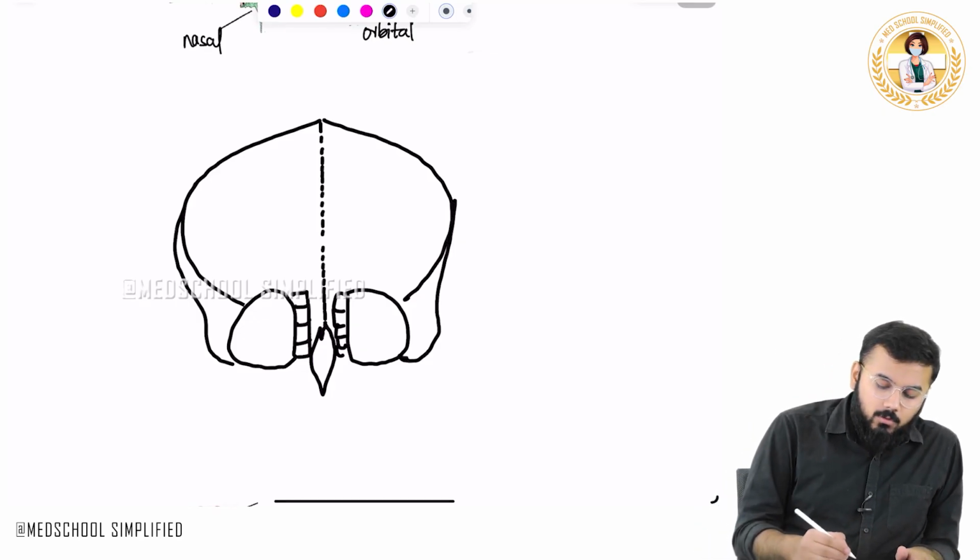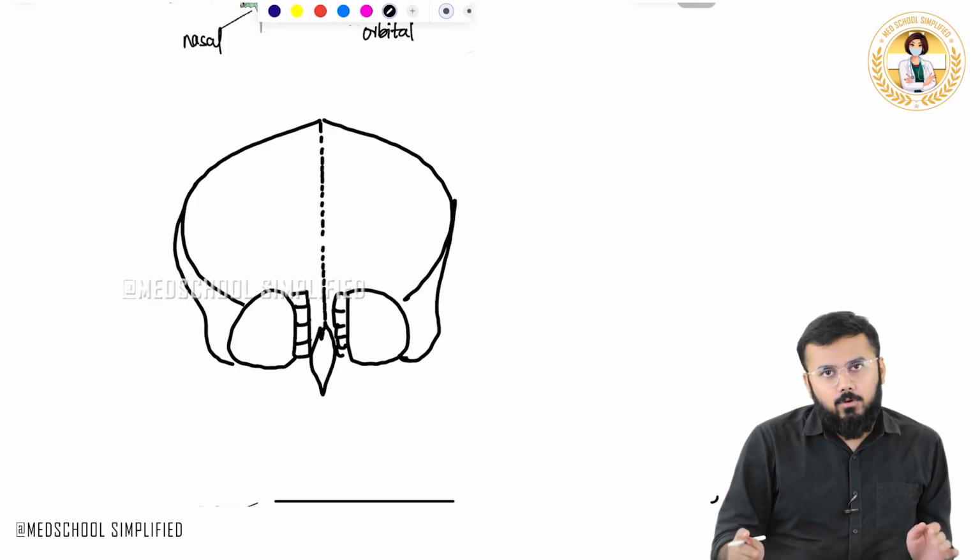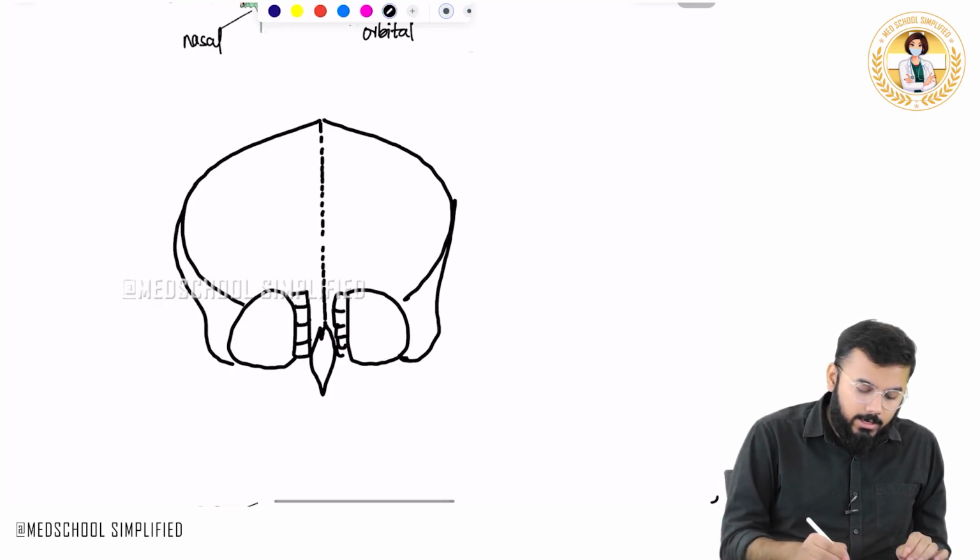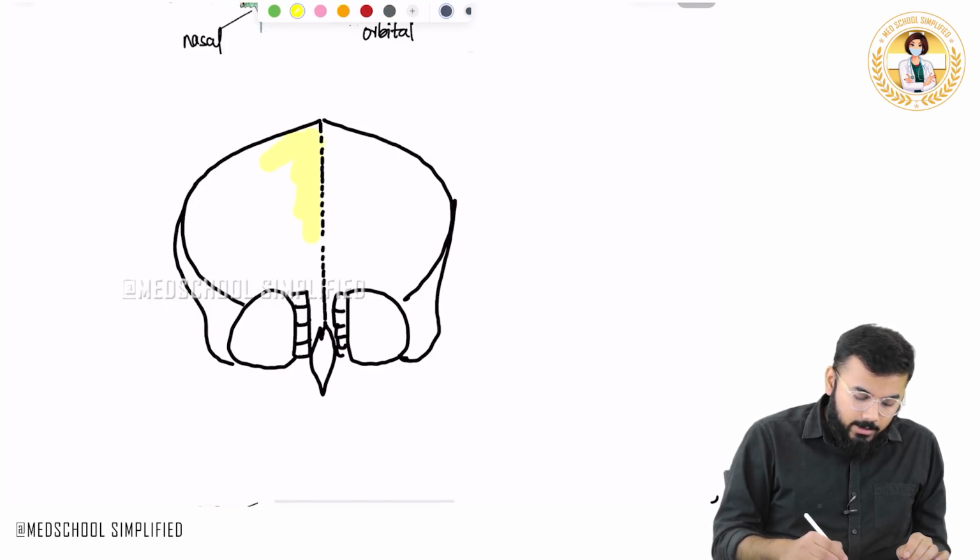Now in the posterior view also, you have got the frontal part, the orbital part, and the nasal part, right? So where is the frontal part over here? Just guess. This entire part which I am highlighting right now is your frontal part. In this yellow colored part, whatever I am highlighting, is called the squamous part.